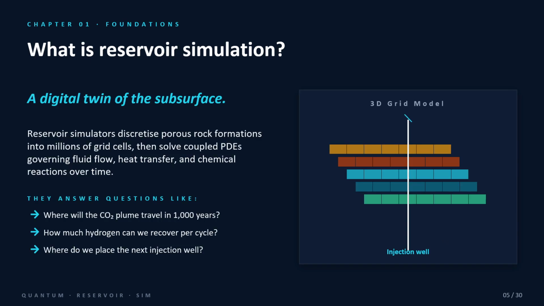Reservoir simulation is essentially a digital twin of the subsurface. We take a geological formation and divide it into many small grid cells. Each cell represents a small part of the reservoir, with properties such as porosity, permeability, pressure, temperature, saturation, and fluid composition. Then, we solve physical equations to predict how fluids move through the porous rock over time. These fluids may include oil, gas, water, CO2, hydrogen, or brine.